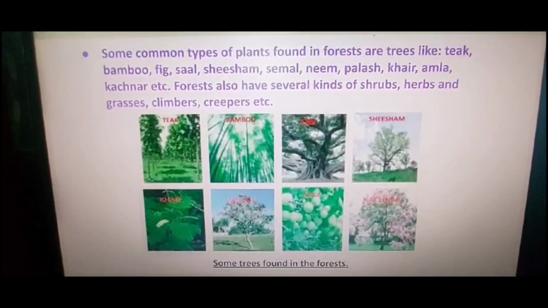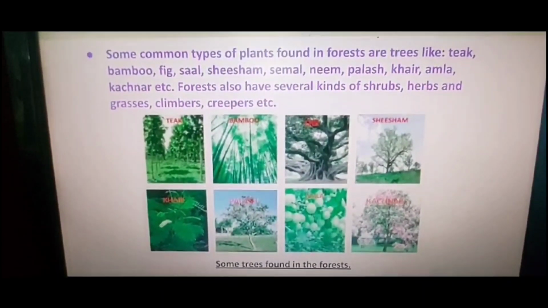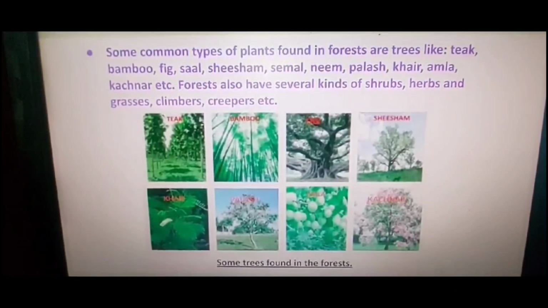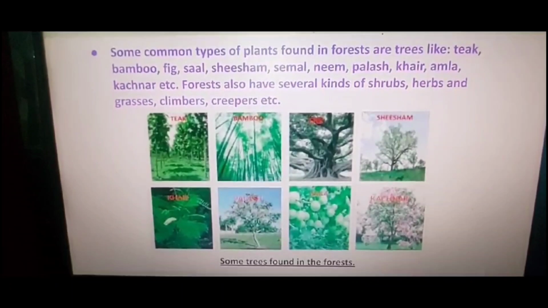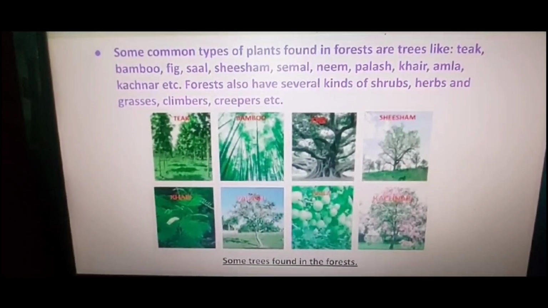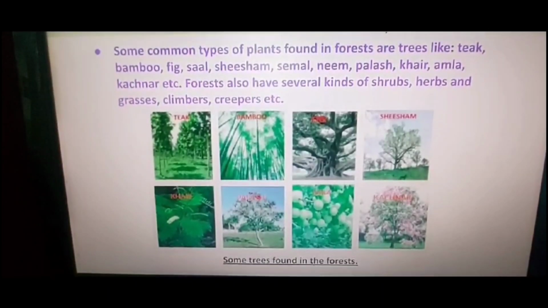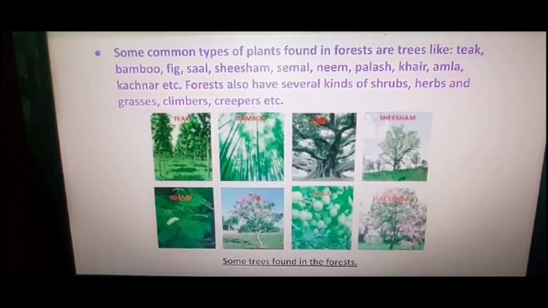Similarly, you're going to do this for the names of shrubs. Shrubs are also very important for our life, and you can write the name and in front of them the importance of them. Similarly, you're doing it for the herbs, grasses, climbers, and the creepers. There are so many climbers which are very useful. There are so many creepers which are very useful.